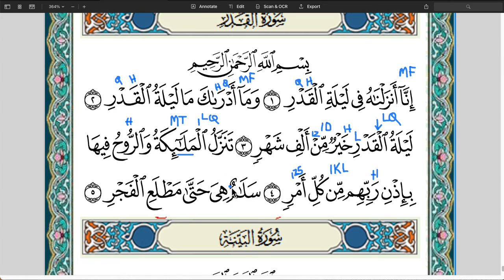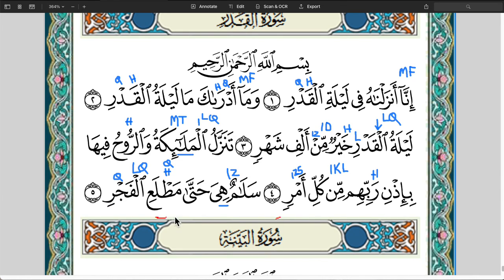Salamun here. We have dhammatain here followed by ha, which is a throat letter. What happens here? This is idhar because tanween is followed by ha, one of the throat letters. Hatta matla'i, this is heavy, and a case of qalqala. So we have two rulings here. Alfajr, this is a lam qamariya. Fajr, this is a qalqala, and that's it.